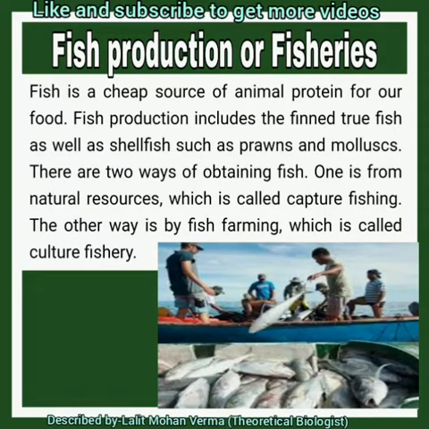Today's most important topic is fish production or fisheries. Fish is a cheap source of animal protein for our food. Fish production includes the finned true fish as well as shellfish such as prawns and mollusks. There are two ways of obtaining fish.